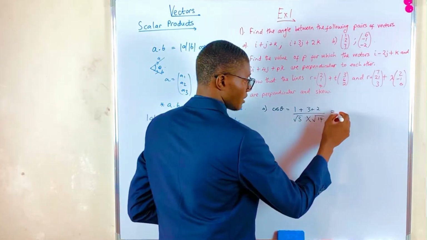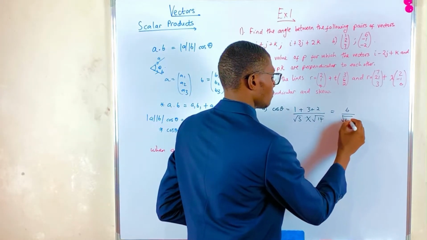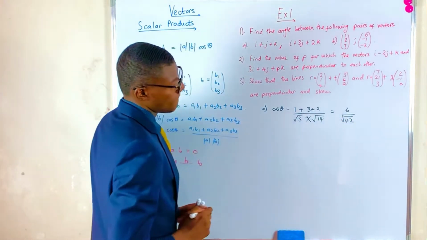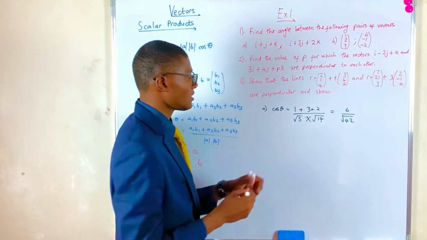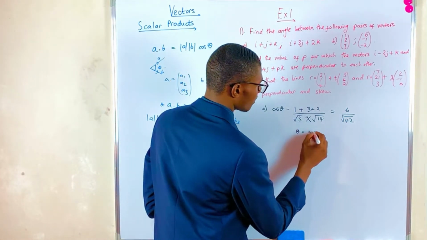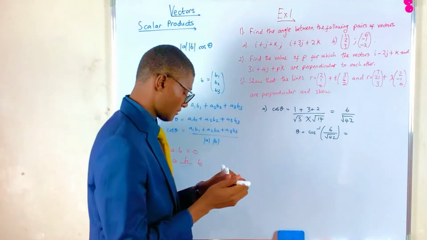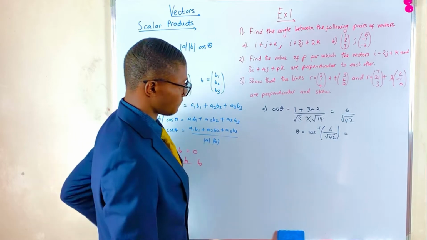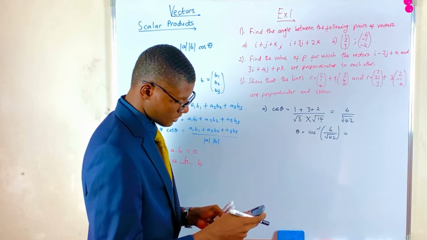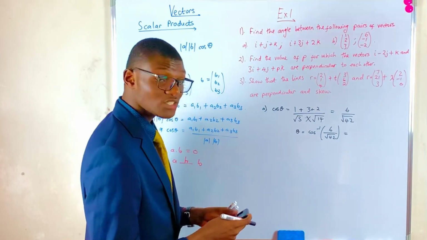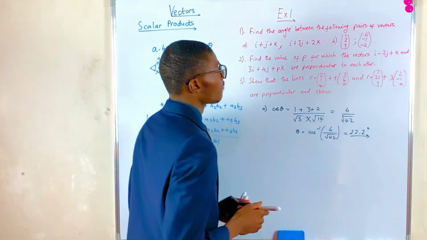Here we'll get a 6 over root of 42. Then theta shall be arc cos of 6 over root 42. Let me quickly get my calculator. Arc cos of 6 over root of 42 will give us 22.2 degrees. So 22.2 degrees is the angle for the first part.